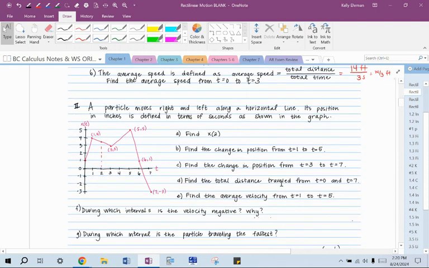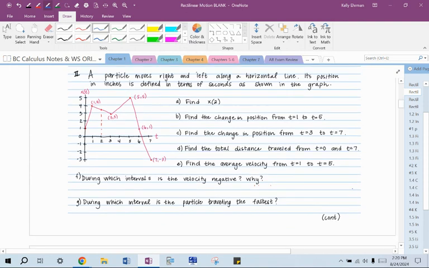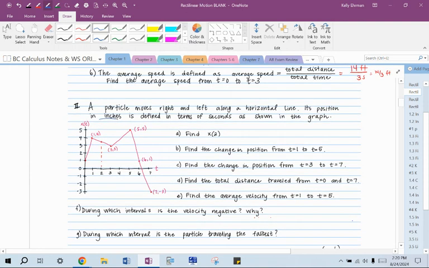All right, question 2. A particle moves right and left along a horizontal line. Its position in inches is defined in terms of seconds, shown on the graph. So this is different than the first graph. Instead of showing you horizontal lines stacked on top of each other, the vertical axis represents x of t, the horizontal position, and then the horizontal axis is t. So find x of 2. That just means go to 2 seconds and figure out what this point is.